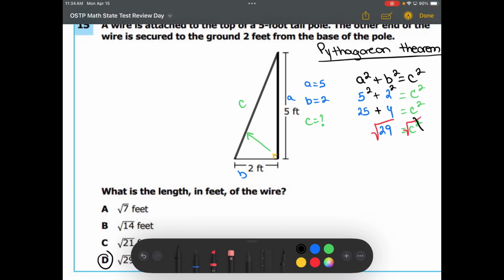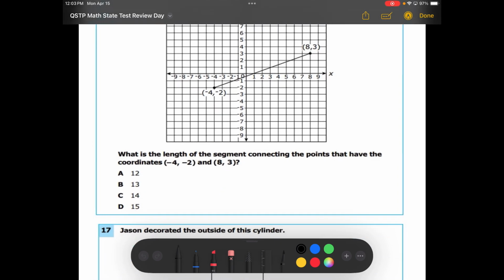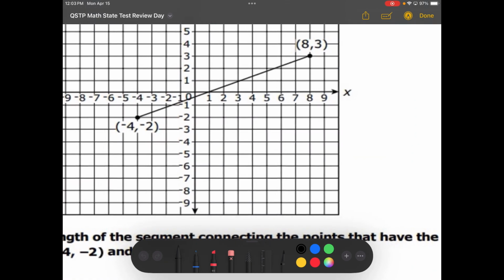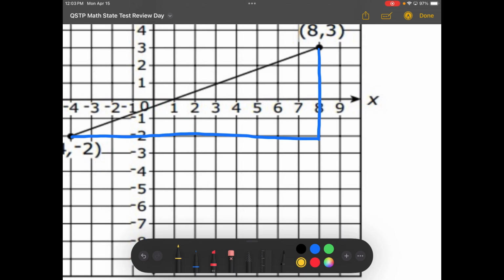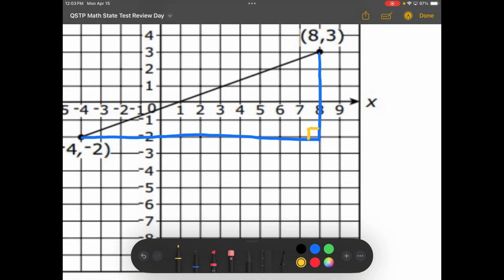Good. Number 16. What is the length of the segment connecting the points that have the coordinates -4, -2, and 8, 3? Your mindset immediately is like, oh, should I use the slope formula? What do I do? What if I did something like this? Do you see it now? So smart. What do you see? A right triangle. So what could we use on this? The Pythagorean theorem. Very good.